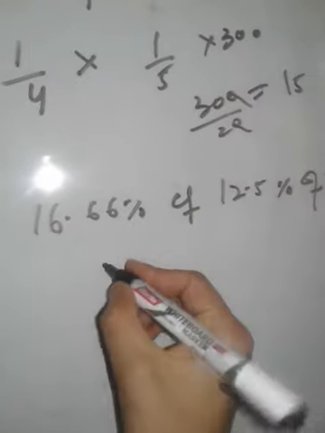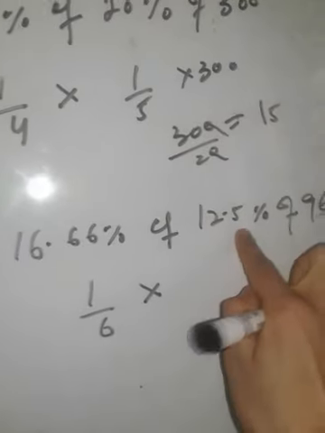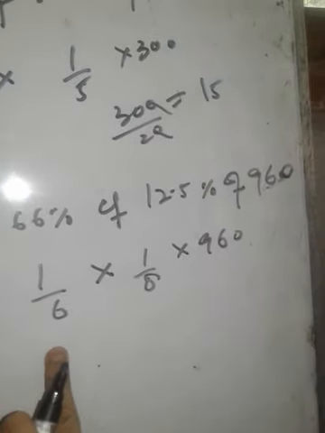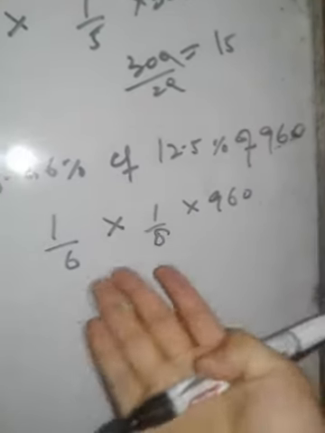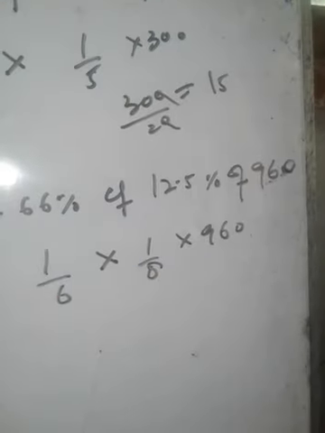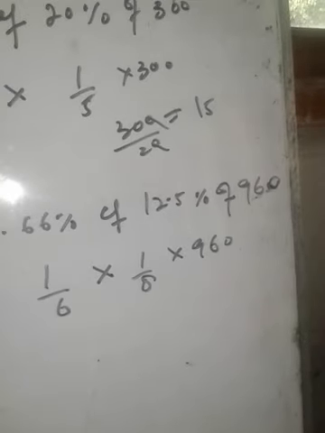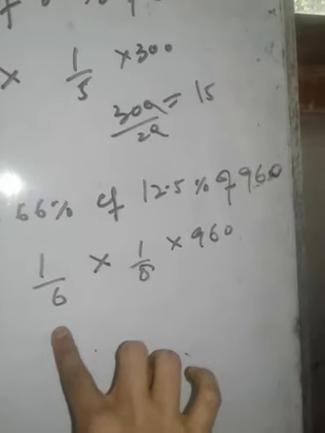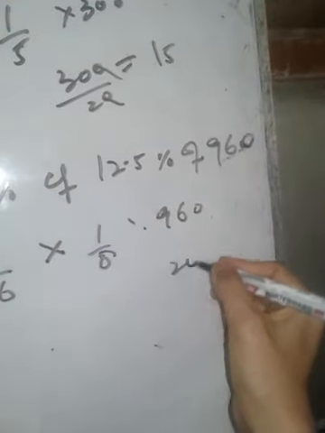So 16.66% is 1 by 6, into 12.5% which is 1 by 8, into 960. Simple. It is 48... 48 will cancel out with this. I am using pen and paper here for your understanding. Otherwise I could do it mentally. Here I am trying to show you how you can solve this, and when you have enough practice, you will also not require pen and paper. This will become 48 into 2, that is 96. Answer is 20. Simple.